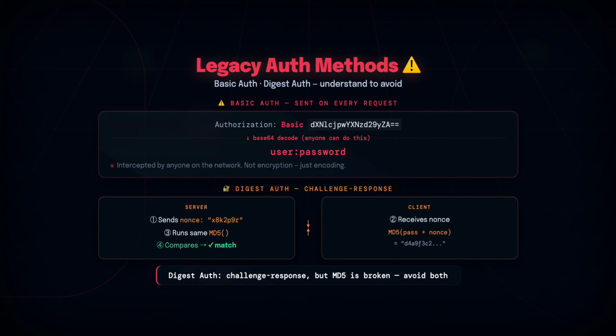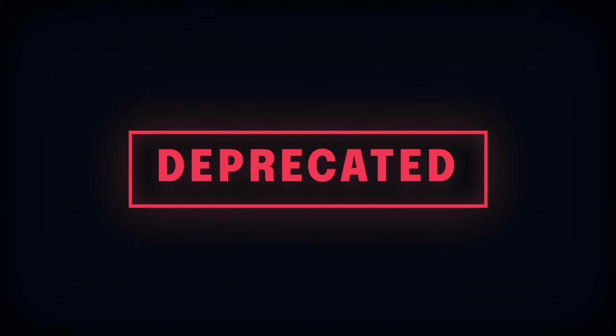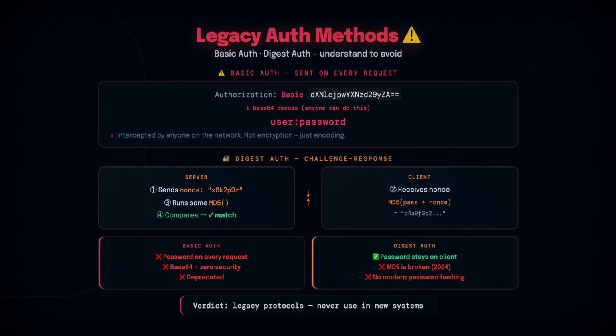A meaningful improvement, but Digest Auth relies on MD5, a hashing algorithm that has been cryptographically broken since 2004. And because the server needs to compute the same hash, it cannot use modern password storage algorithms like bcrypt or Argon2. Both methods are legacy. Avoid them in any new system. Basic and Digest are the past. Let's get to what actually runs the modern web.